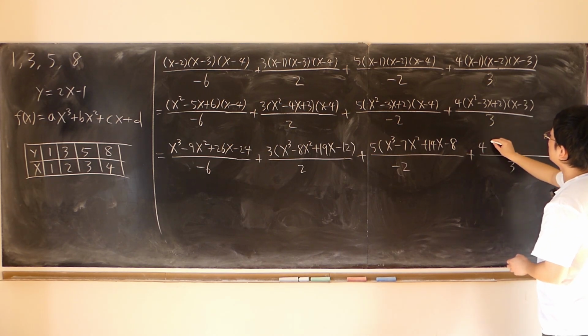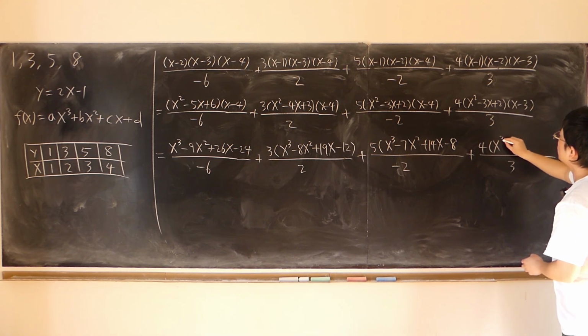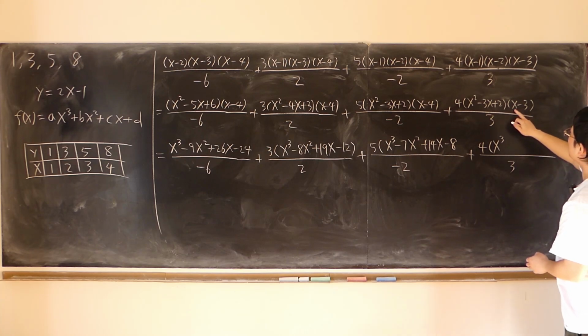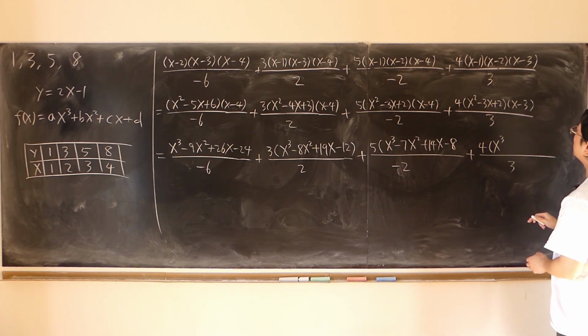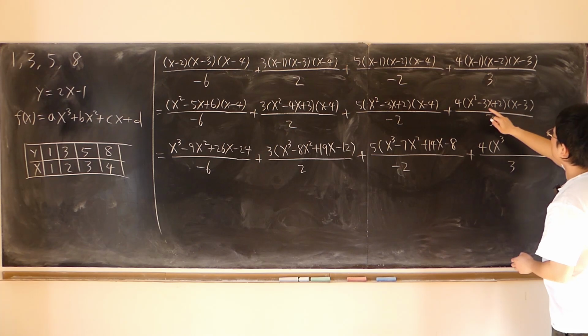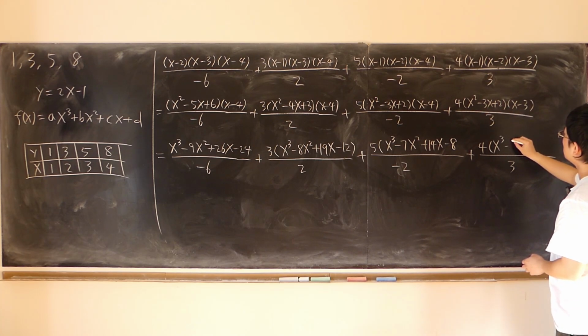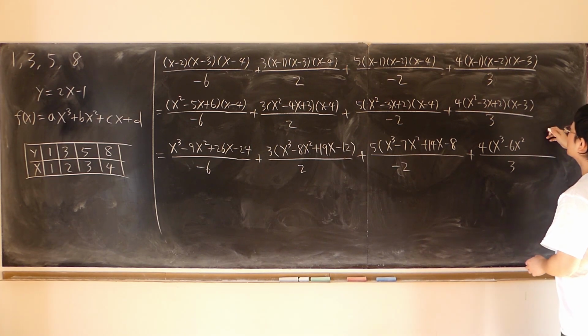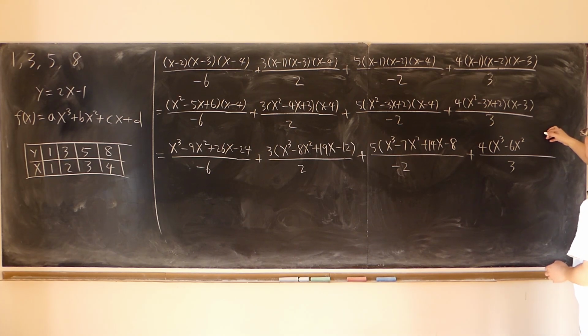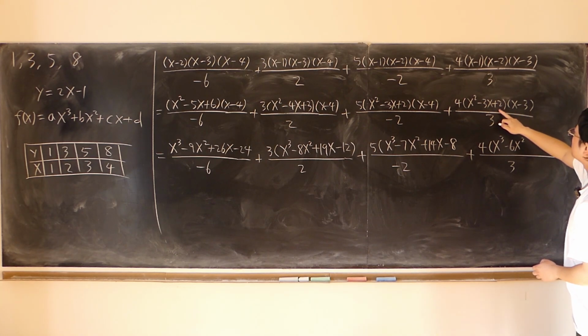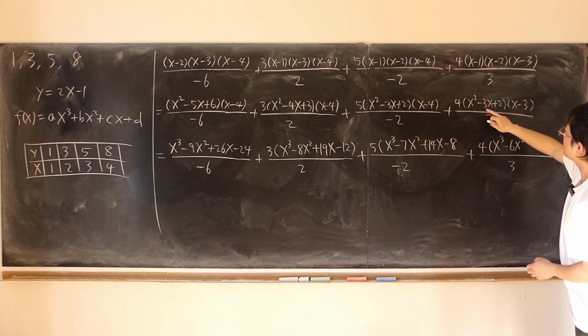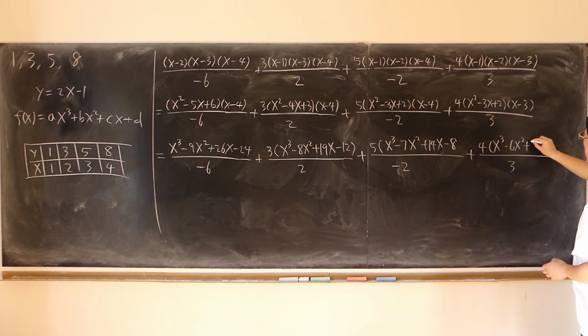Plus 3, 4 x cubed. This times that, negative 3. And this times that, negative 3. So negative 6. X term is this times that, so 2. This times that, 9. So plus 11. X constant term, negative 6.